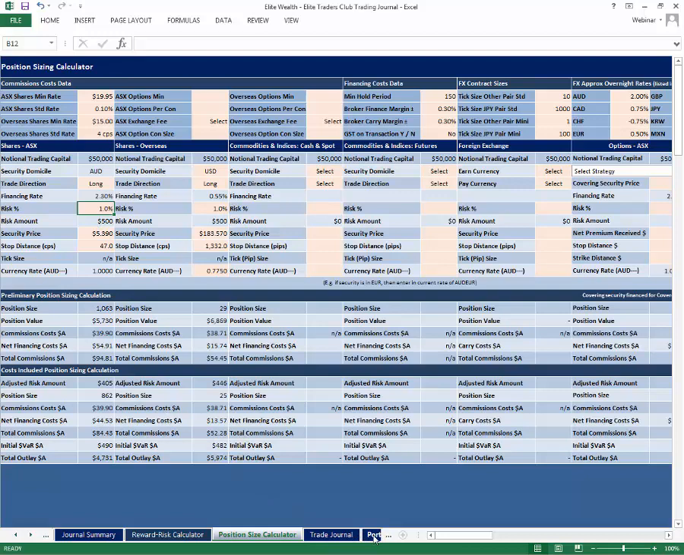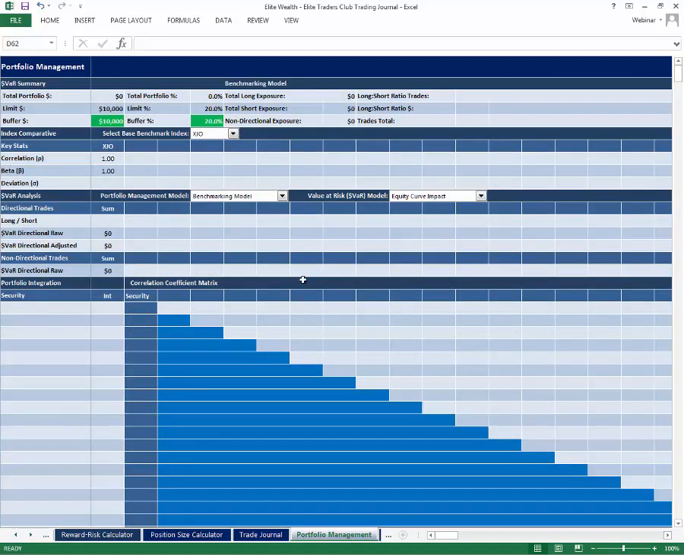The next page we set up is the portfolio management page on there. Not much to do on this page. Most of the cells on this page are calculated. So all we're doing on here is just setting up our benchmark index. We're trading Australian shares, so it's the XJO on there.